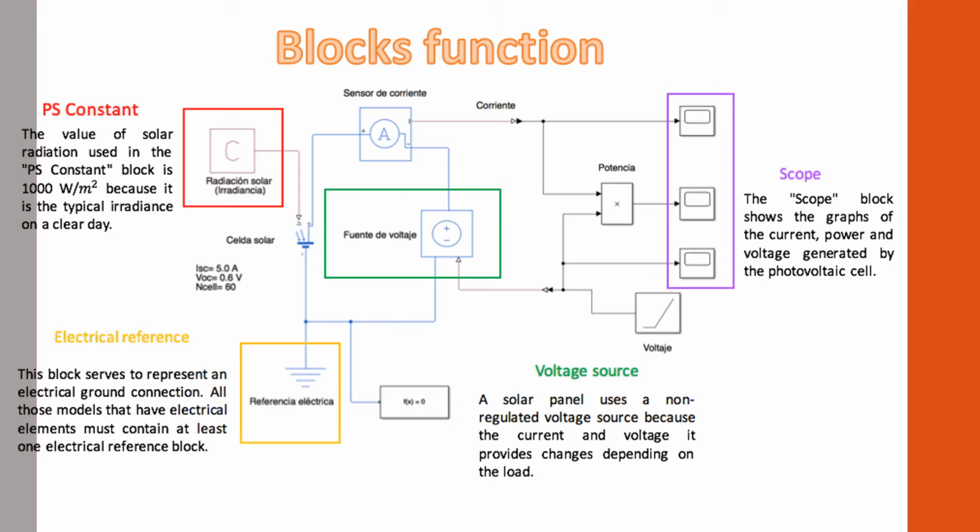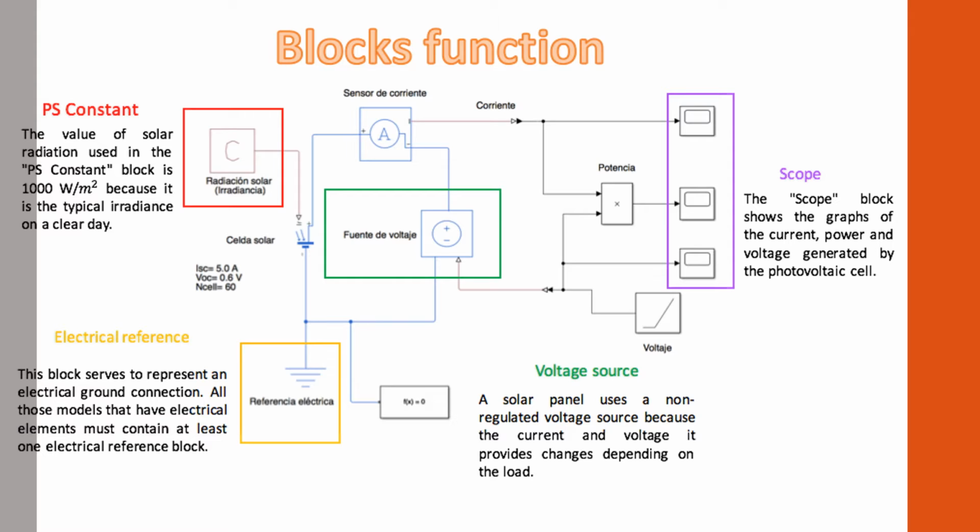Before moving on to the simulation, I will explain the function of each of the blocks that make up the diagram. Let's start with the PS Constant block. The PS Constant block represents the generation of a physical signal of constant value. In this case, it represents the solar radiation or irradiance, whose value is 1000 watts per square meter because it's the typical irradiance on a clear day.